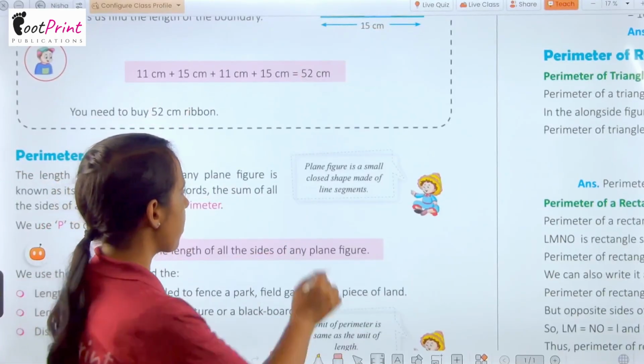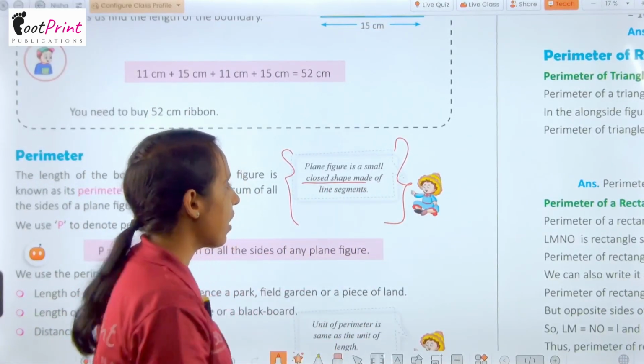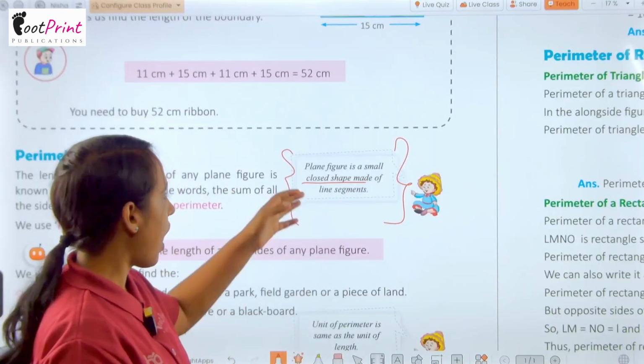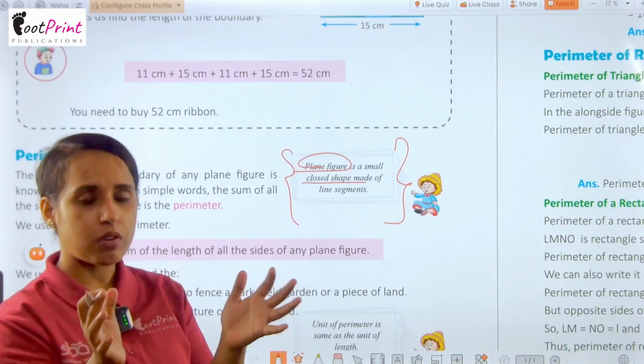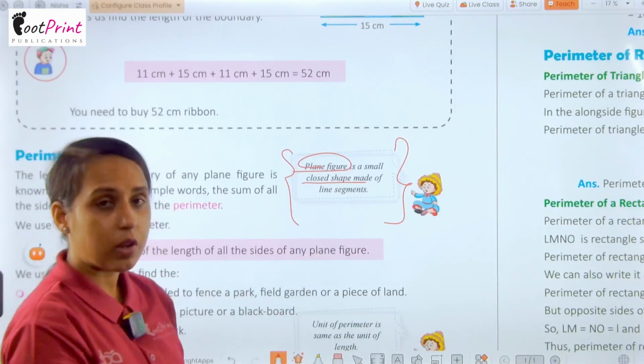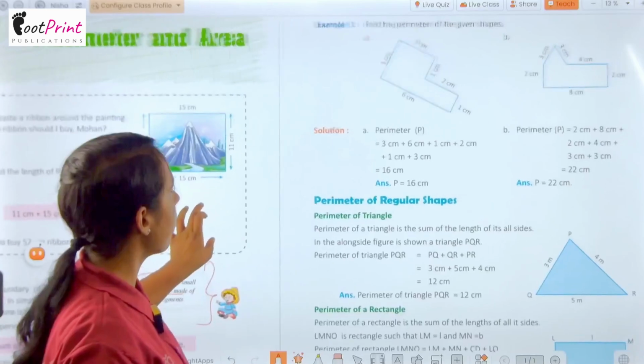Here information is given. A plane figure is a closed shape made up of line segments. So what is a plane figure? A plane figure is a small closed figure made up of line segments. Okay. So here we have an example.